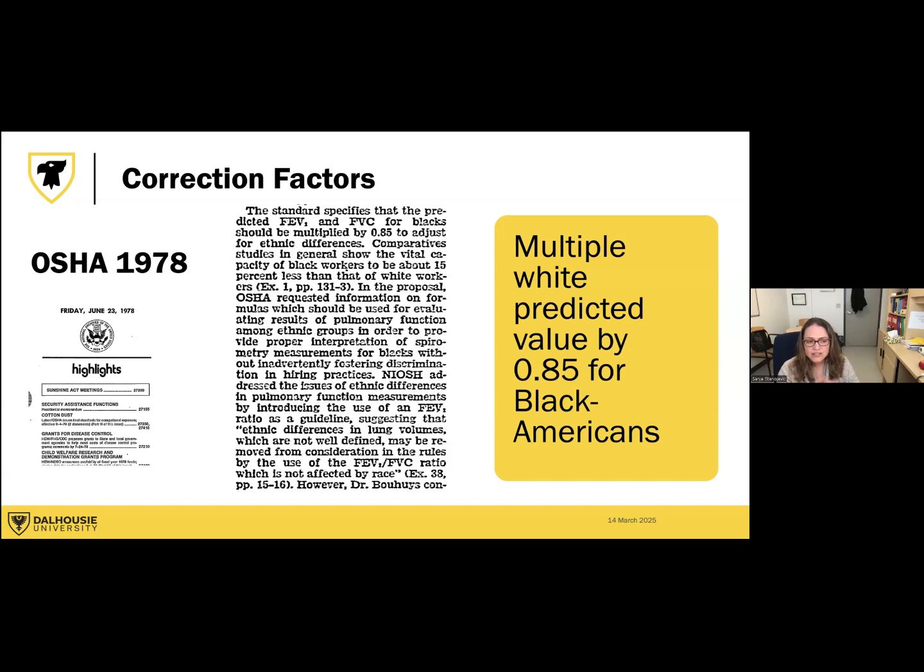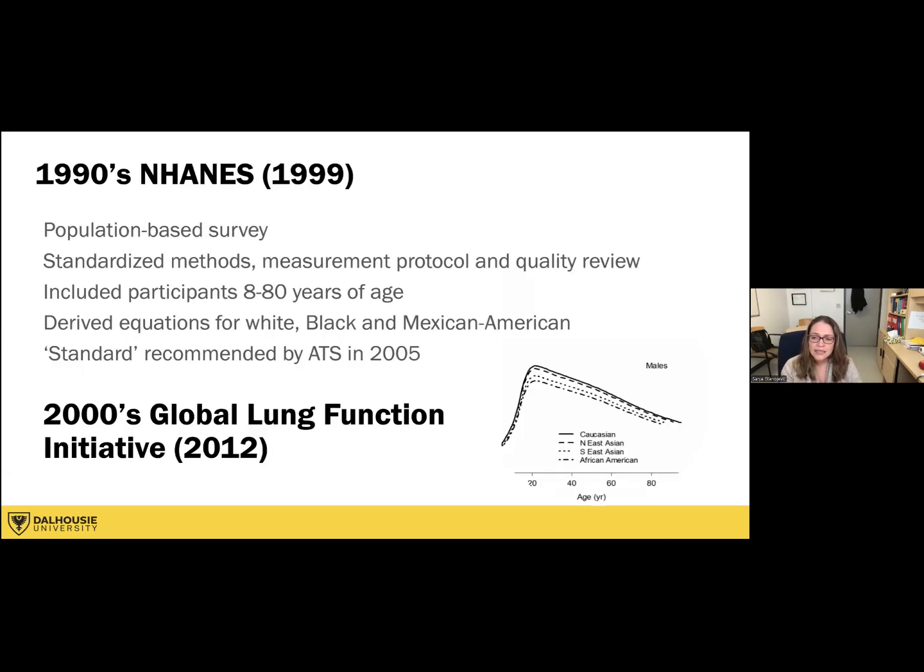And I want to acknowledge that even at the time of writing back in the 70s when this was proposed, it was already acknowledged that these ethnic differences or population differences may be due to lots of extrinsic factors like social determinants of health, and it was not a unanimous or consensus decision that this should be done at the time. And so in the 90s, and then followed on by the Global Lung Function Initiative, the overarching feeling was that we shouldn't have these blanket correction factors.